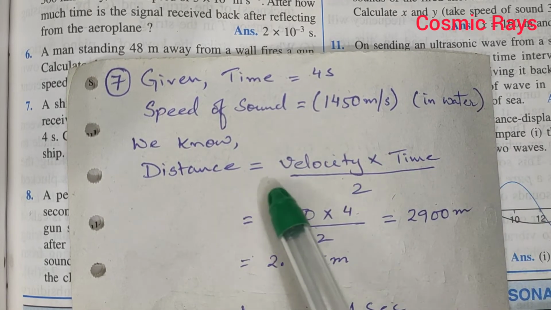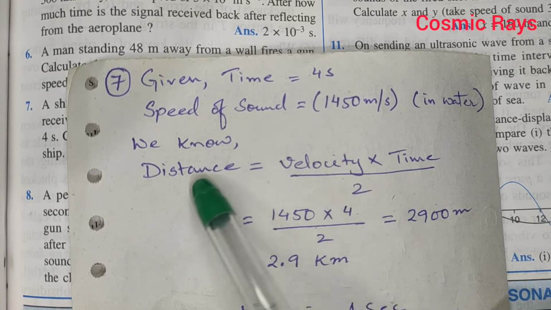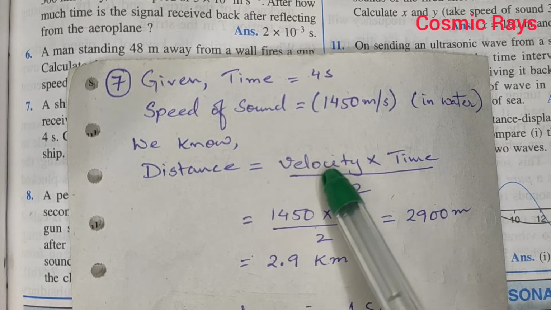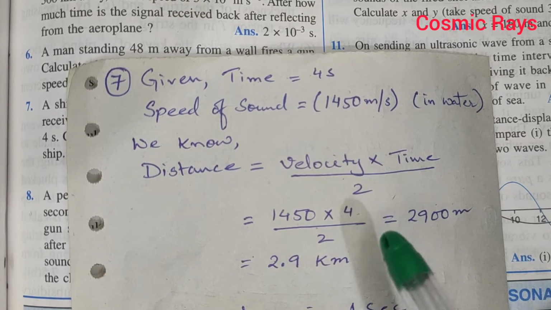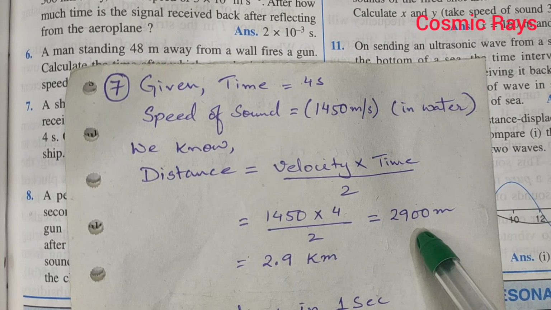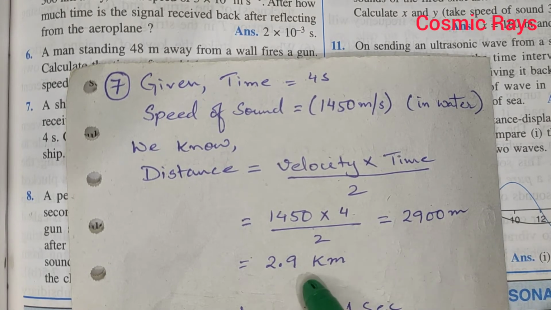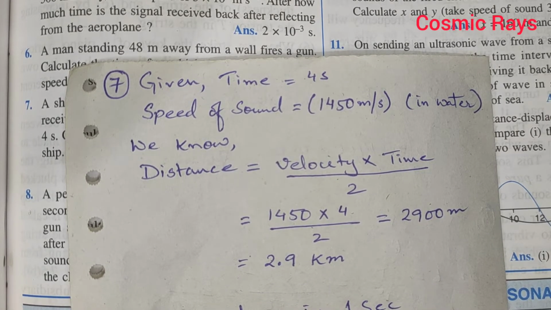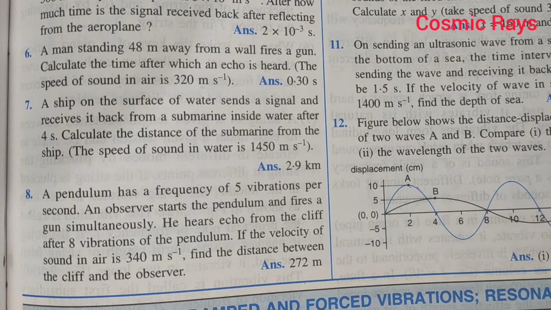So we know that distance is equal to velocity multiplied by time divided by 2. We simply put the values, that is velocity is 1450 multiplied by time, that is 4 seconds, divided by 2. It comes out to be 2900 meters. So we convert it into kilometers by dividing it by 1000 and we get 2.9 kilometers. Now let's take a look at the next question, question number 8. It says a pendulum has a frequency of 5 vibrations per second.